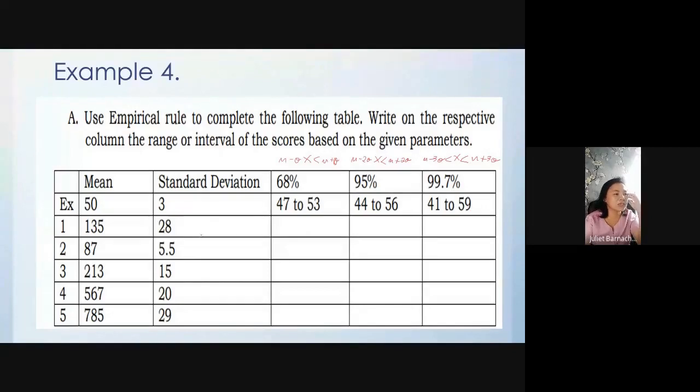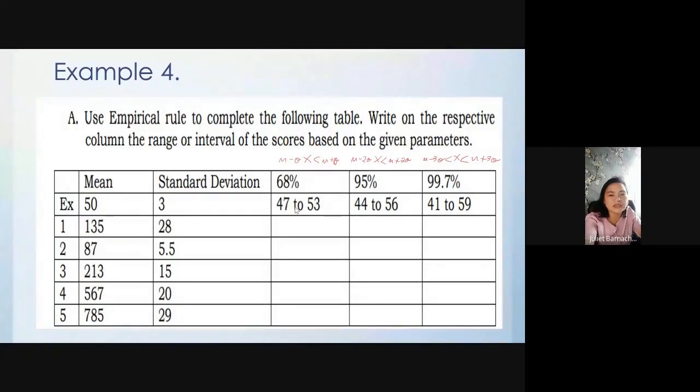So, let us do number 1. Sige nga, number 1 on the chat box. What is the score in 68% if the mean is 135 and the standard deviation is 28? You are free to use the calculator. Mayroon nang may sagot. Si Kathleen. Ang first ay 135 minus 28, 107.